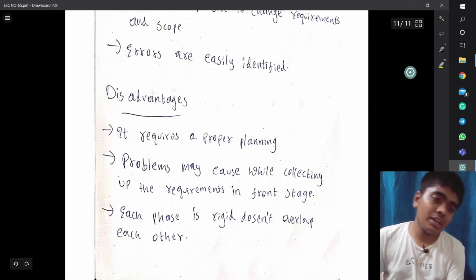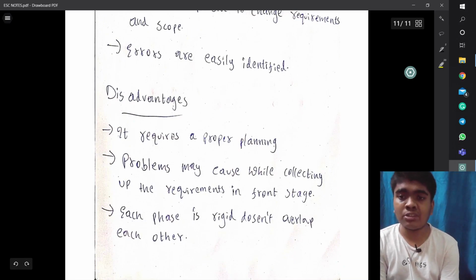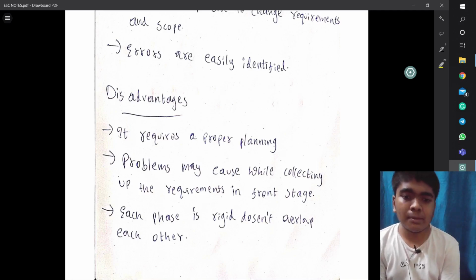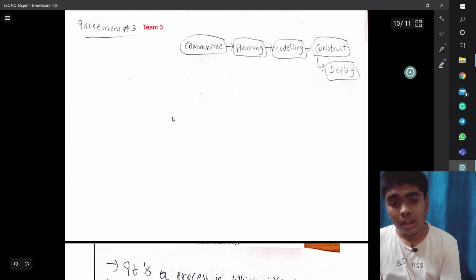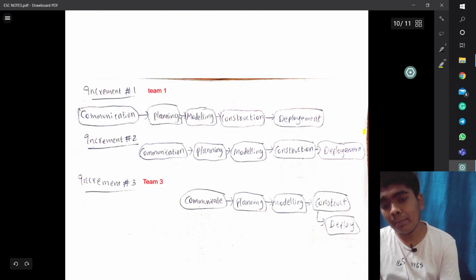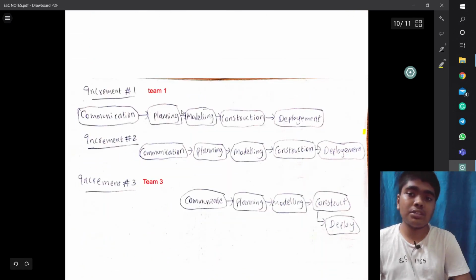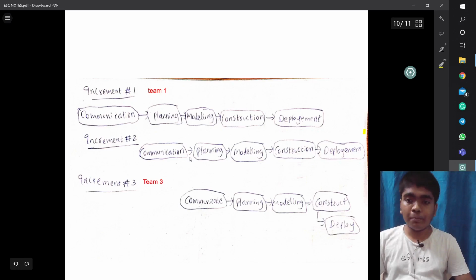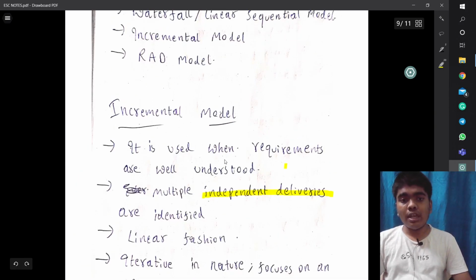The disadvantages are that it requires proper planning, because we need to split up the things. Problems may occur while collecting the requirements in the front stage. Each phase is rigid and does not overlap with each other, so one stage will not depend on another stage. Each stage will have its unique properties and unique way of approach. So this is about the incremental model.